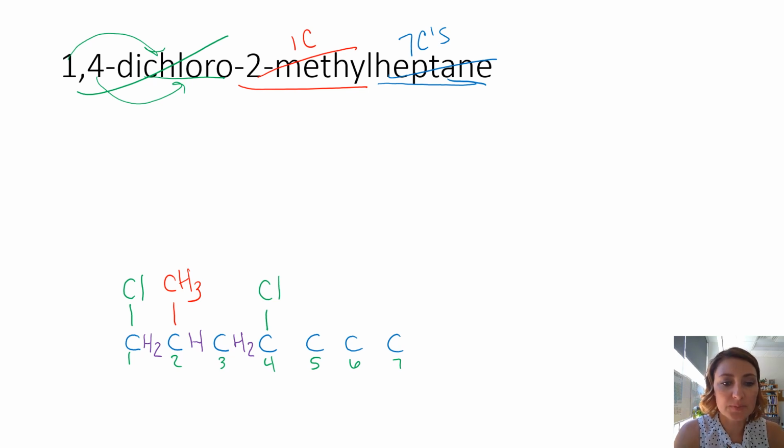Carbon 4 is bonded to carbon 3, carbon 5, and chlorine for 3 bonds, so it only needs 1 hydrogen. Carbon 5 has 2 bonds. It's bonded to carbons 4 and 6, so it needs 2 hydrogens to complete its octet. Carbon 6 is also bonded to 2 carbons already, so it needs 2 hydrogens. And finally, carbon 7 is only bonded to carbon 6. It will need 3 hydrogens to complete its octet.